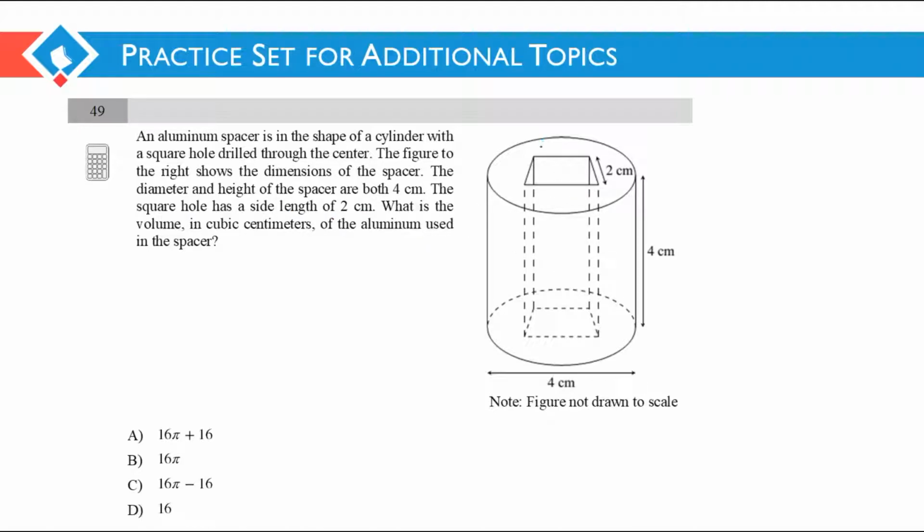So this is 2 centimeters, and this also is 2 centimeters because it's a square hole, right? So this right here is also 2 centimeters, this portion right over here. The square hole has a side length of 2 centimeters. And what is the volume in cubic centimeters of the aluminum used in the spacer?